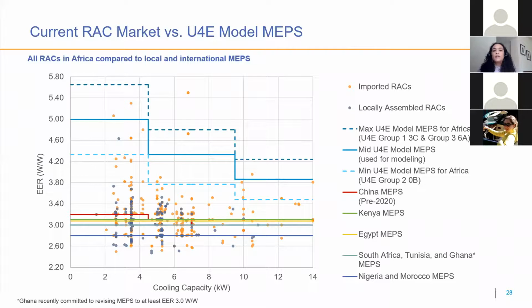What I want you to see in this figure is that by looking at the solid blue line for the U4E model MEPS we used in our modeling, you can see that this is an ambitious target. A lot of the air conditioners on the African market do not currently meet that level. However, as I've mentioned, the African market currently has a lot of low efficiency units, in comparison to what we see in other markets around the world. So we believe that this U4E model MEPS is an ambitious but achievable target.